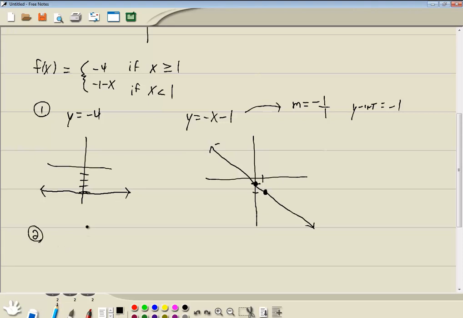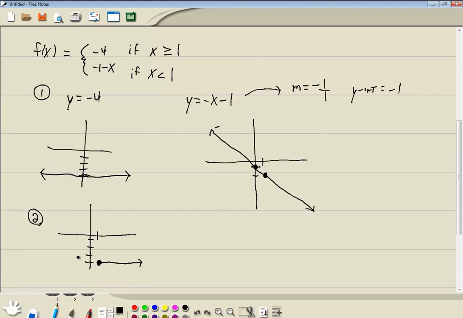Okay, step 2. We want to apply our conditions. It looks like y is equal to -4 when x is greater than or equal to 1. So we're going to be right here, and that's when greater than or equal to 1. And greater than or equal to, the equal to part means it's going to be a solid dot.